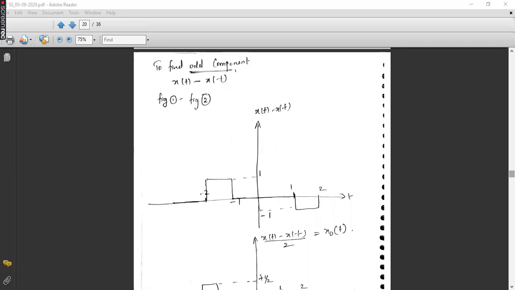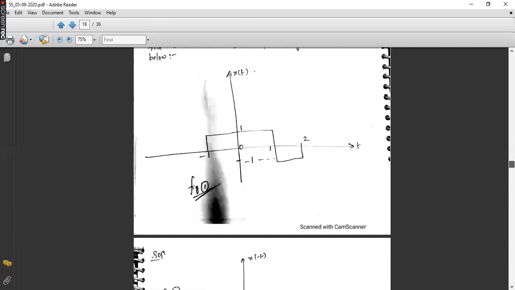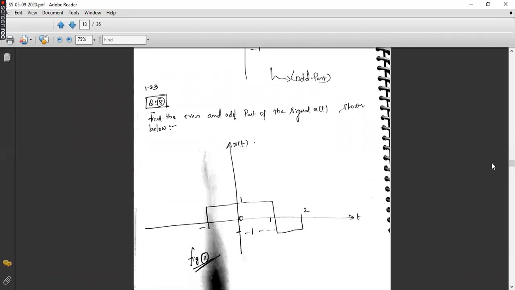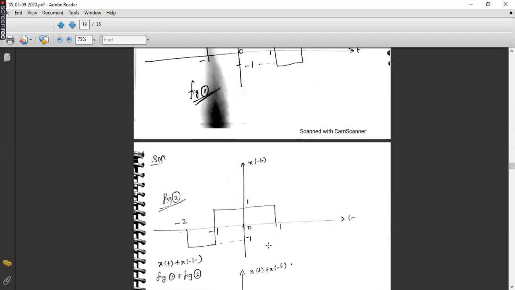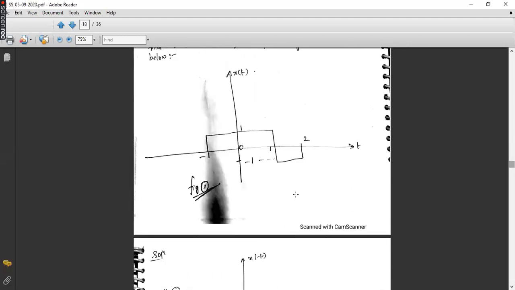Now I will come to 1 to 2. Here you have negative 1. Again, from here, you don't have any signal. So negative 1 minus 0 is again negative 1. This is what I mean. There was some confusion regarding this yesterday.